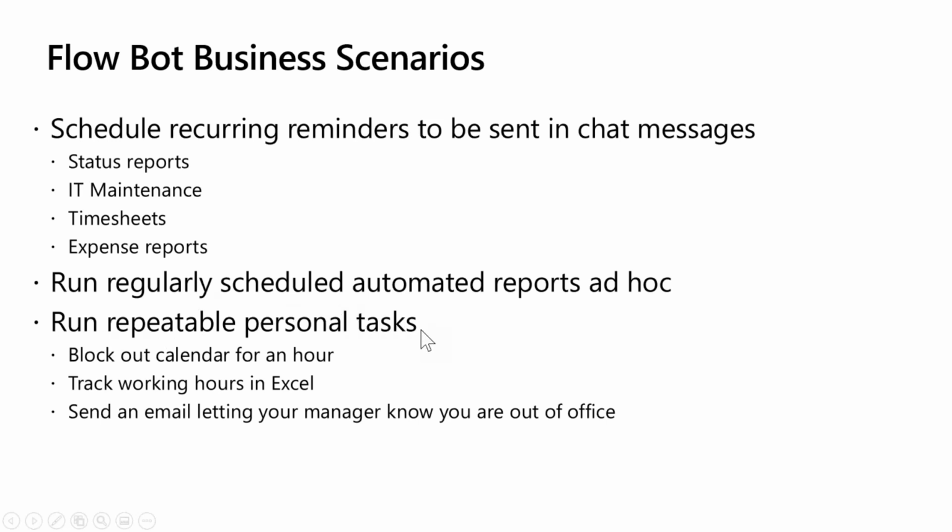Running repeatable personal tasks. So I want to block out my calendar for an hour, or I want to track working hours in Excel, or send an email letting my manager know I'm out of the office. I could do all of these with the Flowbot. Instead of having to go out and email my manager that I'm out of the office, I could already have a preset flow that I'm just running from the Flowbot.